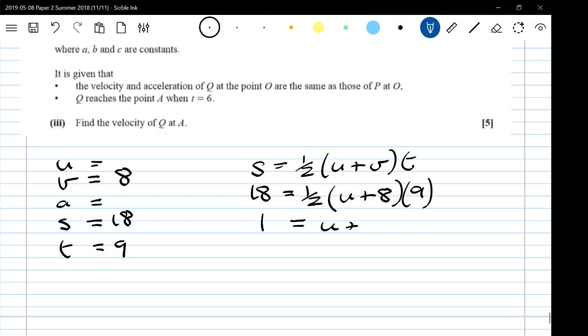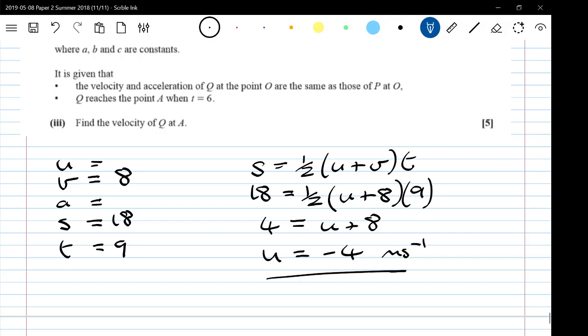Is that right? No, I've done that completely wrong, haven't I? 18 is U plus 8. That's better. That's not right either. 4. I knew I'd get there eventually. Divide both sides by 9 gives us a 2 on the left. Times both sides by 2 to get rid of the half gives us 4. Brilliant. U is minus 4 meters per second.